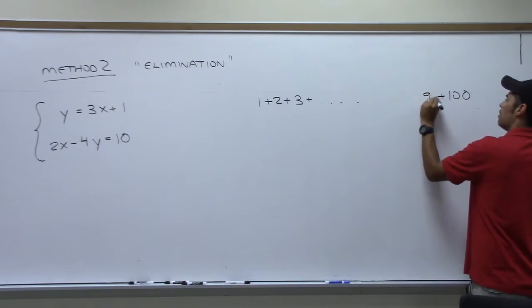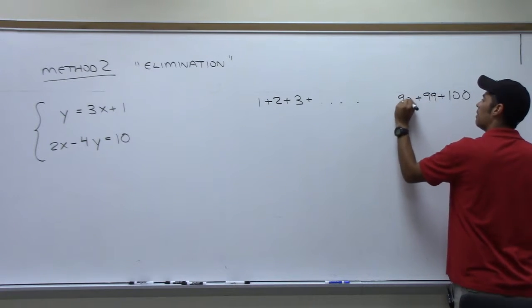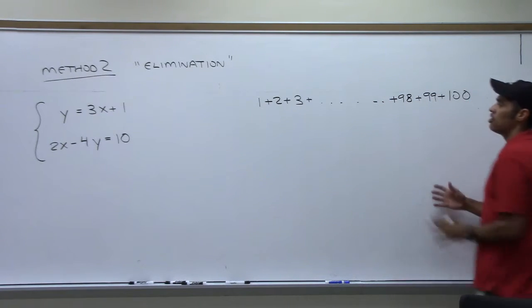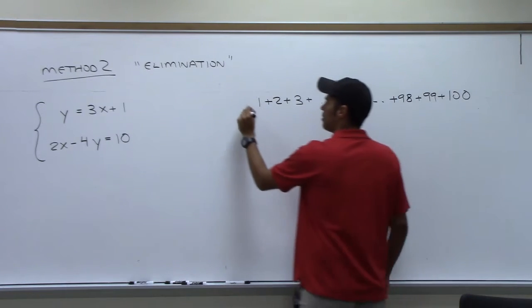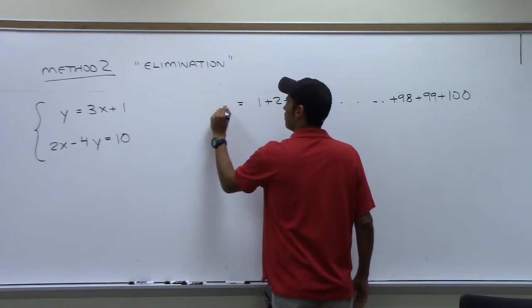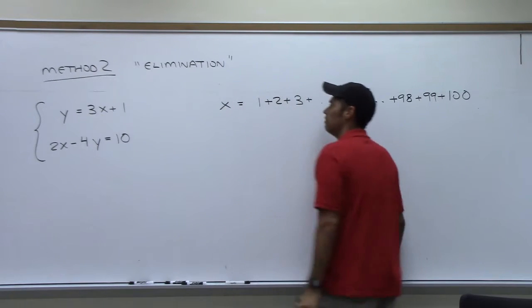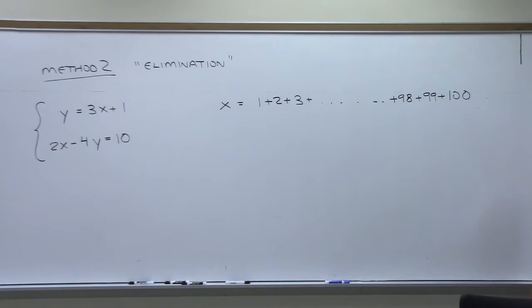Well, there's a couple of numbers before that one that I have to add up, right? Like this. And there's a bunch of junk in the middle, yeah? Well, let's call this, I'll call it X, all right? I don't know what he called it. But that's what I want, right? I want to know what X is, yeah?